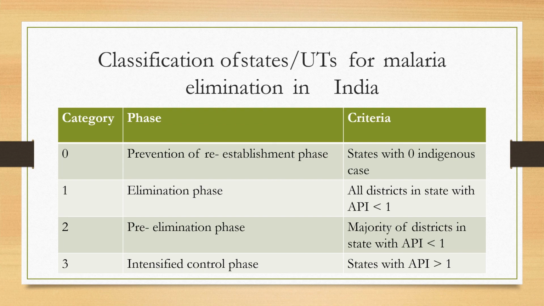Category 2, that is pre-elimination phase. If the majority of the districts within the state have API less than 1, then it is in pre-elimination phase. And if the majority of the districts within the state have API more than 1, then that will be under intensified control phase or category 3, where different types of strategies will have to be used as described earlier.